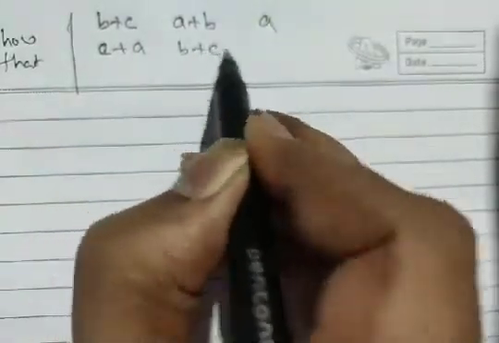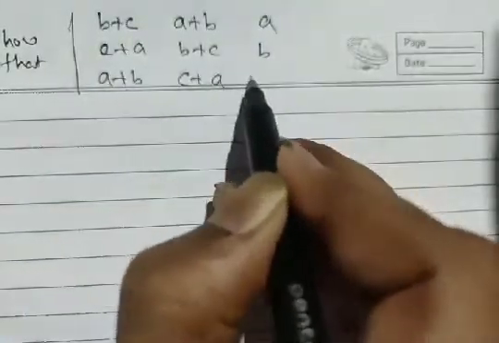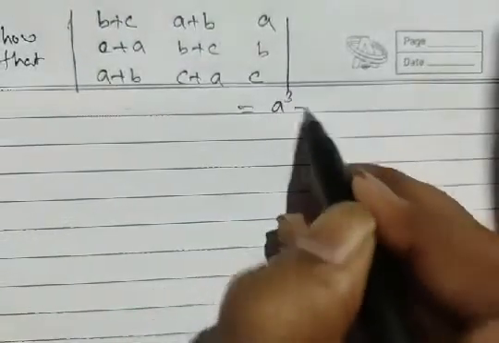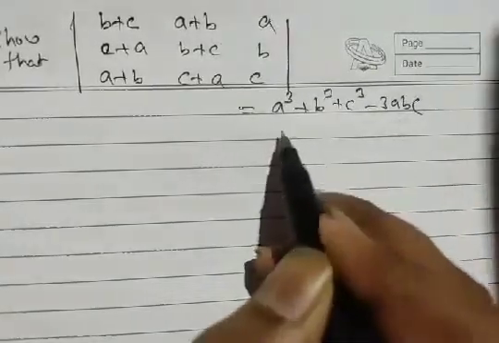Let's take up our next question. Take one of the examples: the determinant with rows b plus c, a plus b, a; c plus a, b plus c, b; a plus b, c plus a, and c. We have to prove that it is equal to a cube plus b cube plus c cube minus 3abc.